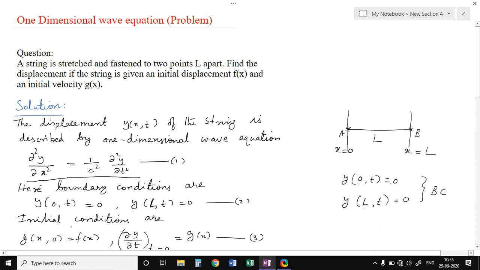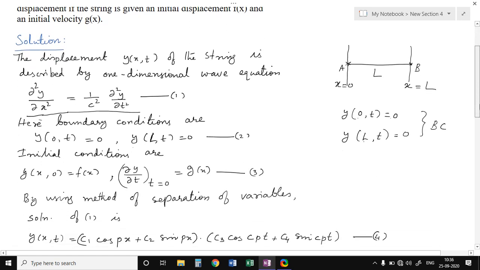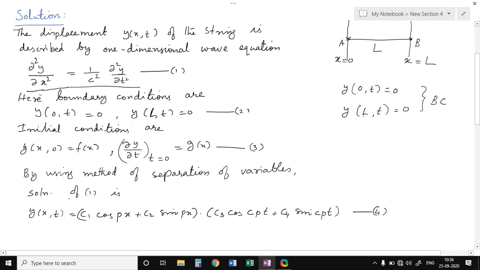Next we will be writing the initial conditions. The initial conditions are given in the problem. It is given that the initial displacement is f of x, so the displacement at t equal to 0 is f of x. And also it is given that the initial velocity is g of x, which means the velocity at t equal to 0 is g of x. I have written these two conditions here, and they are the initial conditions of the problem.